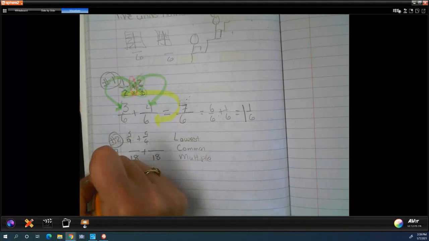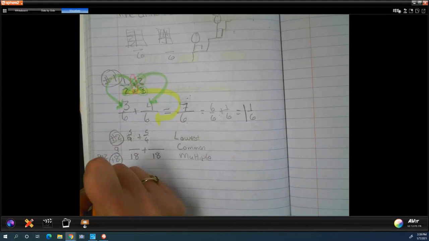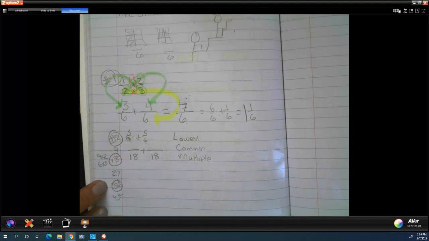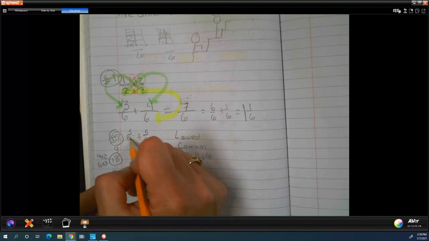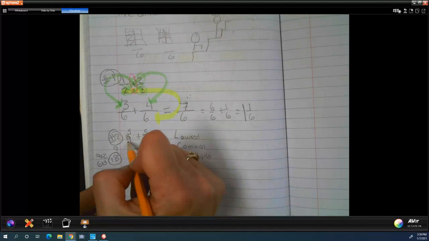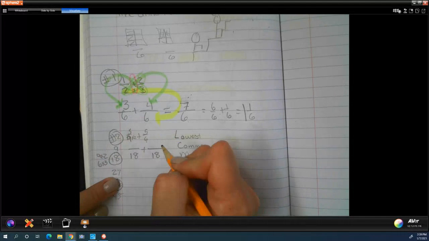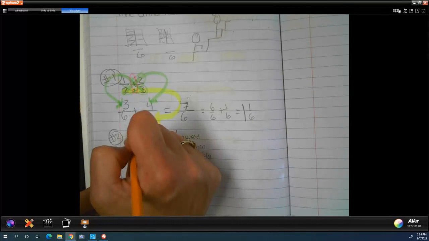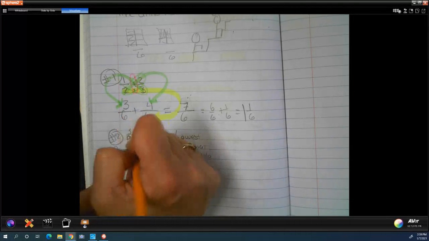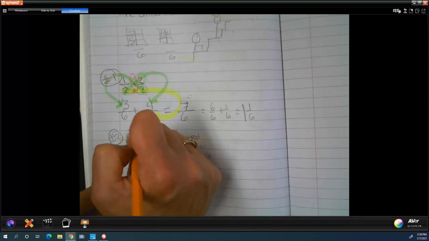Because I know that 9 times 2 is 18, but I also know that 6 times 3 is 18. Right? So then I'm going to do what we've practiced doing several times. How do I turn a 9 into an 18? I have to times it by 2. And whatever I did to the 9, which is the denominator, I do to the numerator. Whatever I do to the bottom, I do to the top.